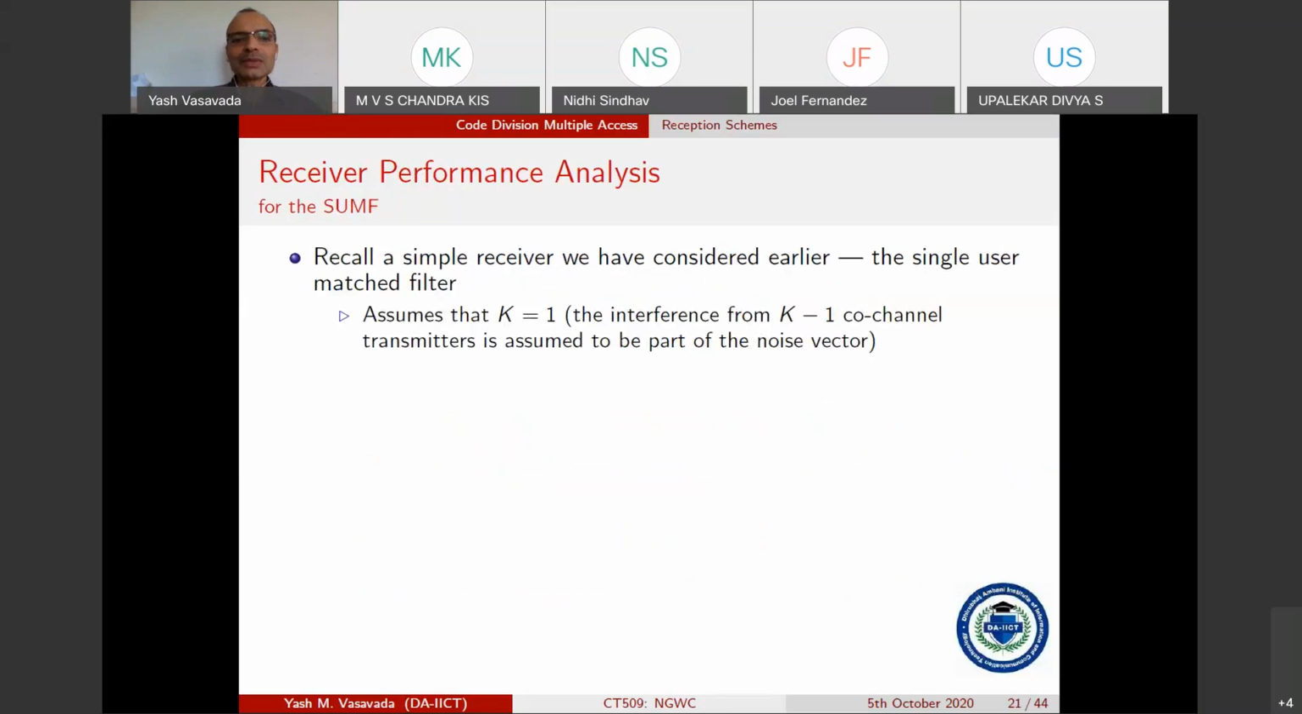Now let us do some performance analysis. Let us try to study this CDMA reception in a little more granular manner. Maybe go down to the nitty-gritty details of what this receiver will look like. And we will be doing this study in the context of the single user matched filter. Do you remember this term that we had introduced earlier?